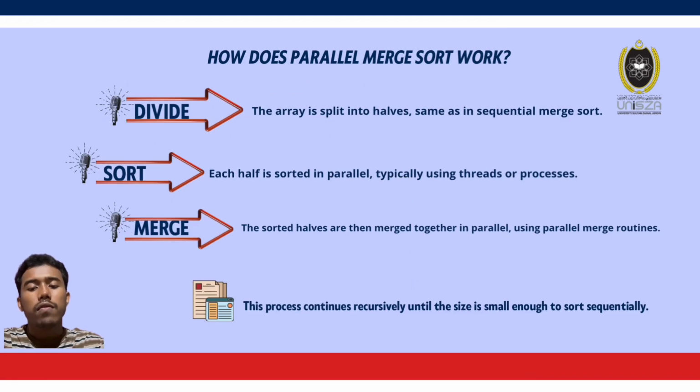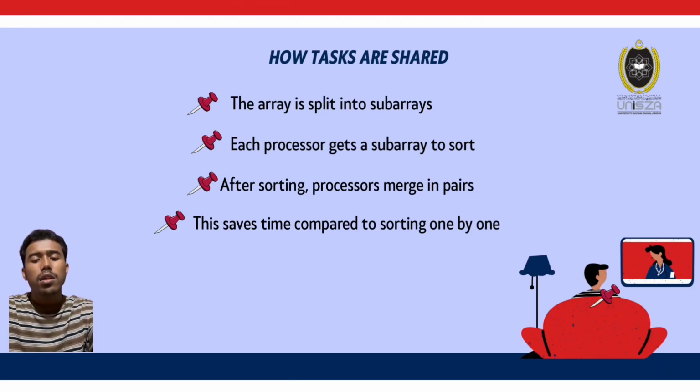Here's how it works. First, the array is split into half. Each half is sorted in parallel using a separate thread or processor. Then the sorted parts are merged together. Still in parallel, each processor handles a sub-array, and once sorting is done, the results are merged in pairs. This saves a lot of time compared to sorting everything one by one.